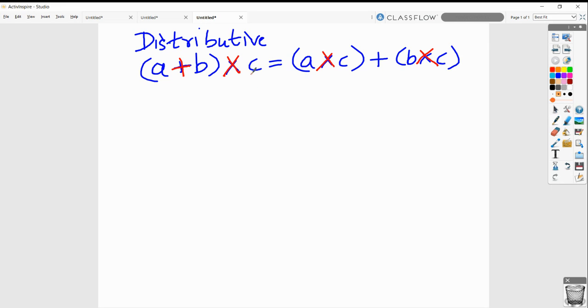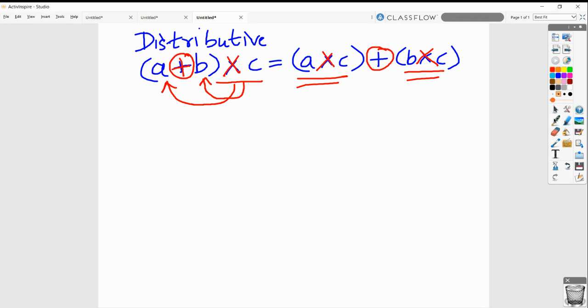What we mean by that is this times C, multiplied by C, gets distributed to A as well as it gets distributed to B. So that is why A times C will give you this A times C, and B multiplied with C will give you this B times C. And both of the things are added and you're getting this.